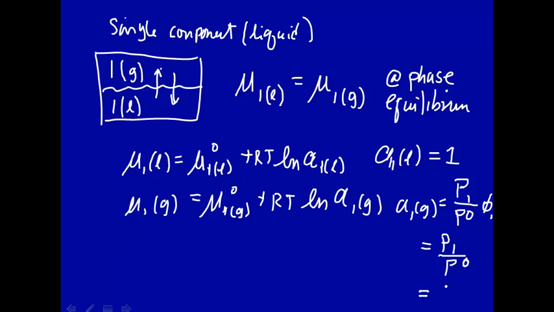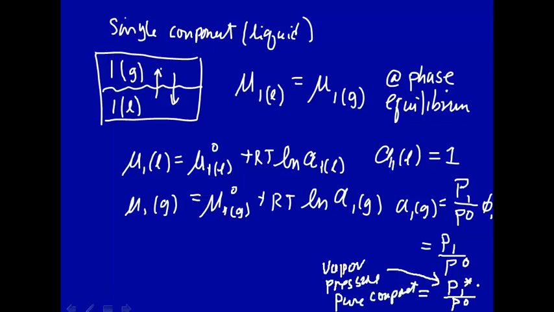And let us denote further that the substance, we'll put a star up there. That star means that we're doing a single component, and the single component is pure, so this will be the vapor pressure of the pure component above the solution. So that's what that is. Vapor pressure of the pure component. That's what that star means there.